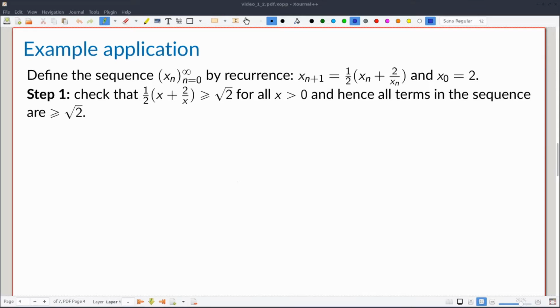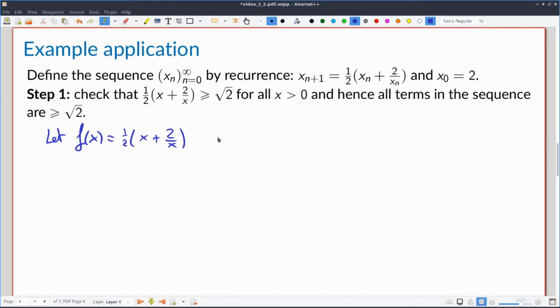So the first step is to check that this quantity, 1/2 times the quantity x plus 2 over x, is greater than or equal to root 2 for any positive number x. Now, that's just a calculus problem, right? So that first bit is we're going to let f of x be given by 1/2 (x plus 2 over x), and we're looking at it on the interval from 0 to plus infinity. Okay, this is a nice Cal 1 review that we're doing here.